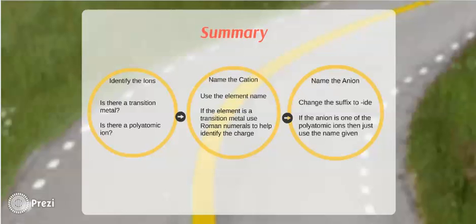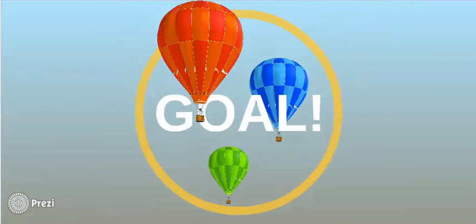So to summarize, the first thing you have to do is identify the ions. You need to name the cation following the rules, and then you're going to name the anion following the rules. You're going to put it all together, and you've reached your goal. You've named your ionic compound.